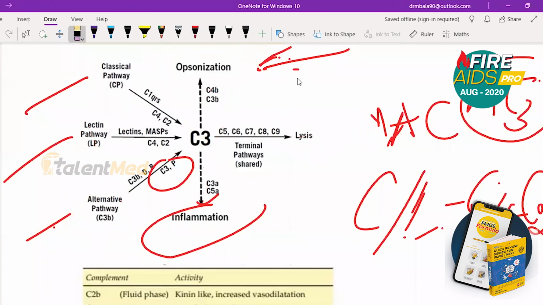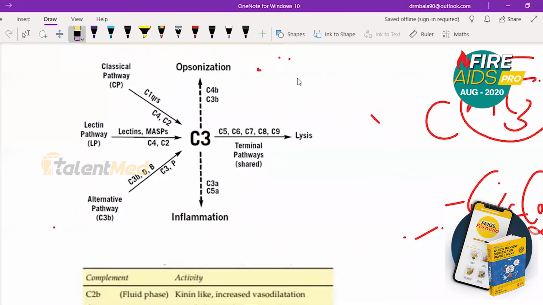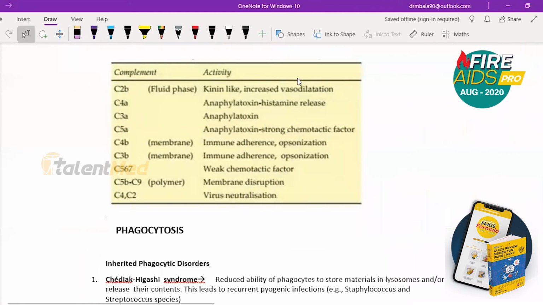This picture is something you must remember. It has a lot of MCQs to cover. This single picture will help you. I'm stressing this more because a lot of questions have come from this topic. Then come different complements and their activity.